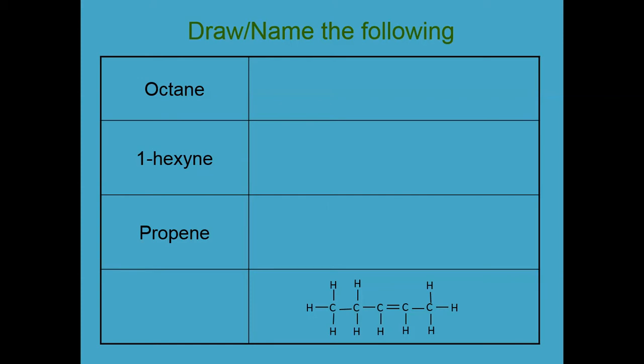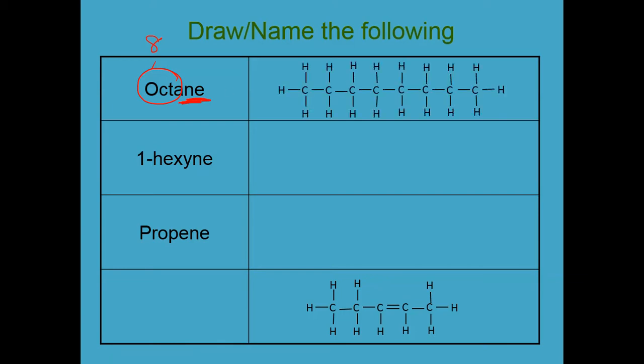just take the first one, octane. Oct, remember, meaning 8. Ane would imply all single bonds, so we've got 8 carbon all in single bonds, and we end up with that, right? Notice it's completely hydrogenated, right? All full of hydrogen, no double bonds attached.